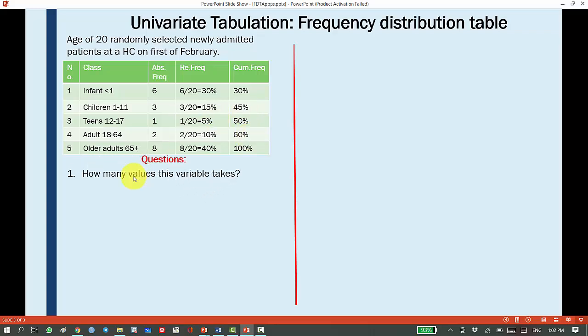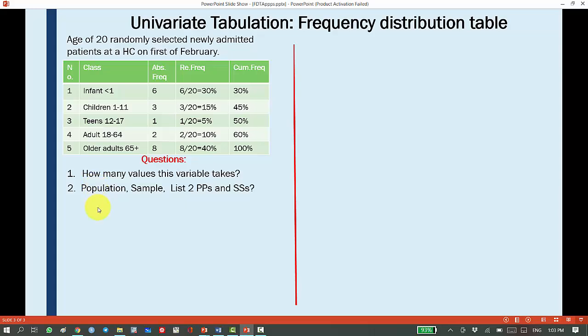First of all, how many values can this variable take? If we consider the variable age itself, it can take all integers from 0 to over 120 or 130. But in this example, we have classified the variable age into 5 categories. Therefore, our categorized age here takes 5 values. Order is important, of course, because the lower age comes first, then the higher age follows.